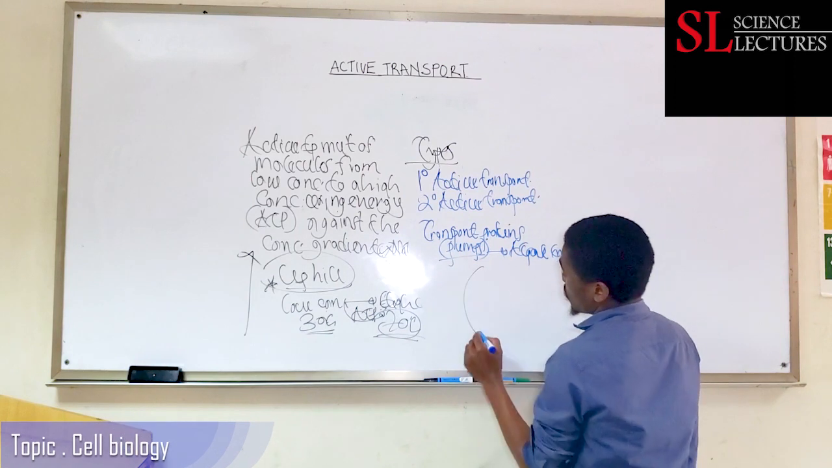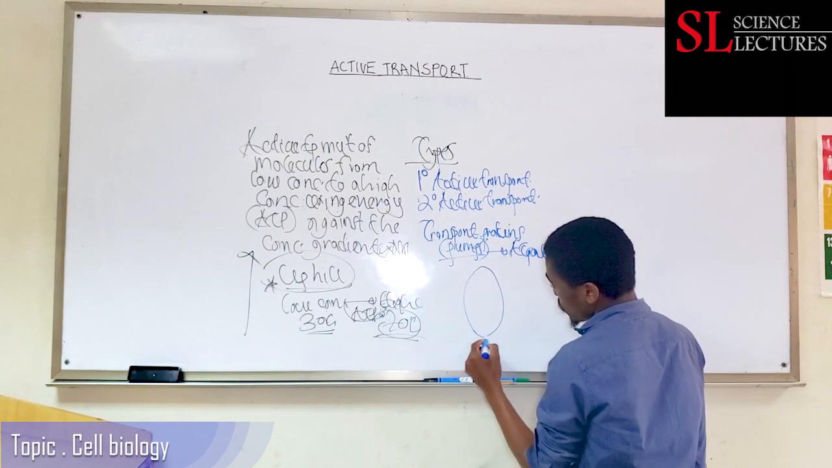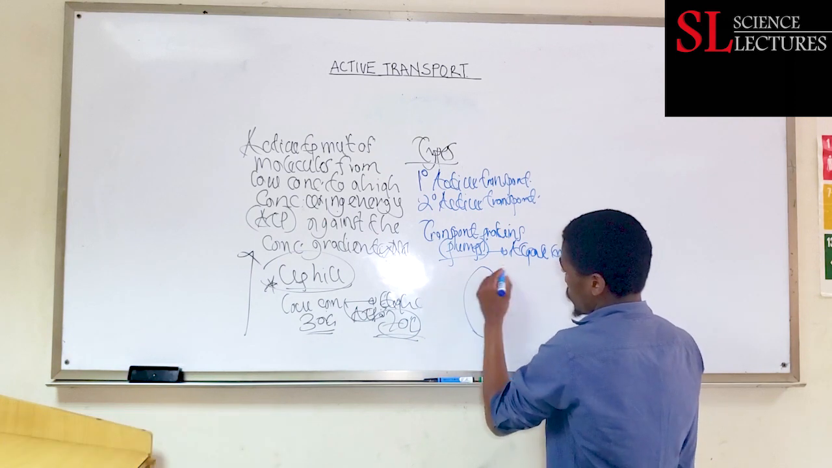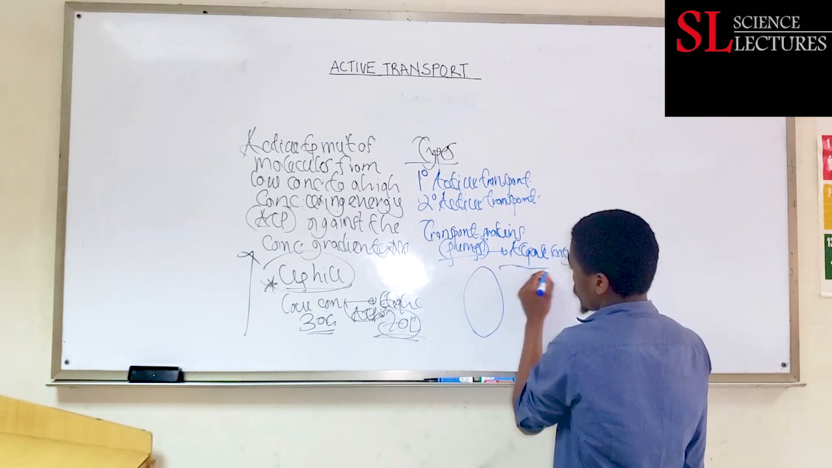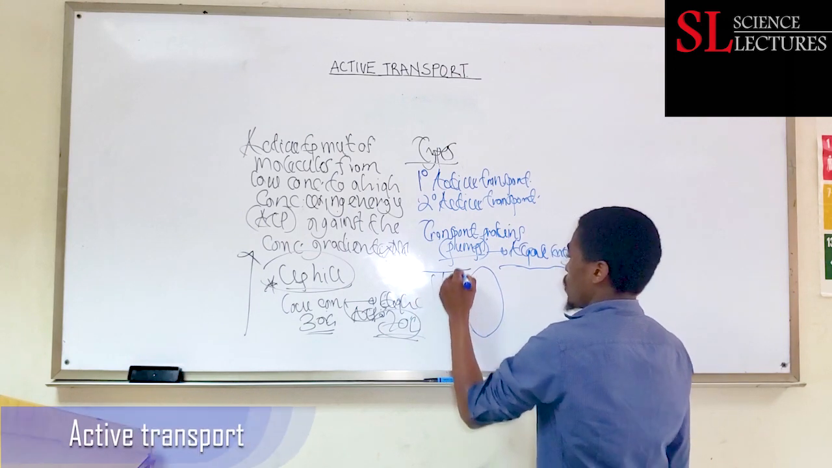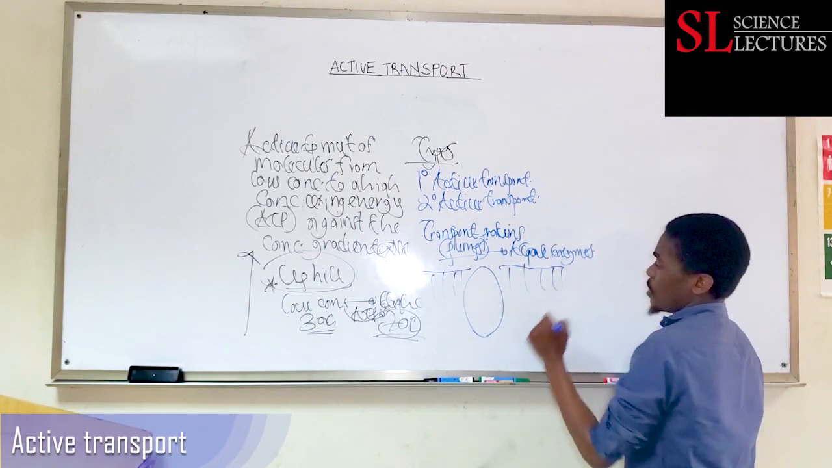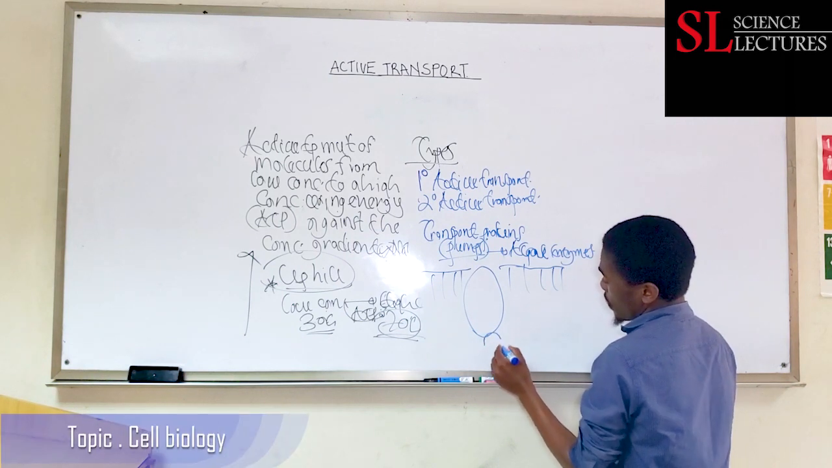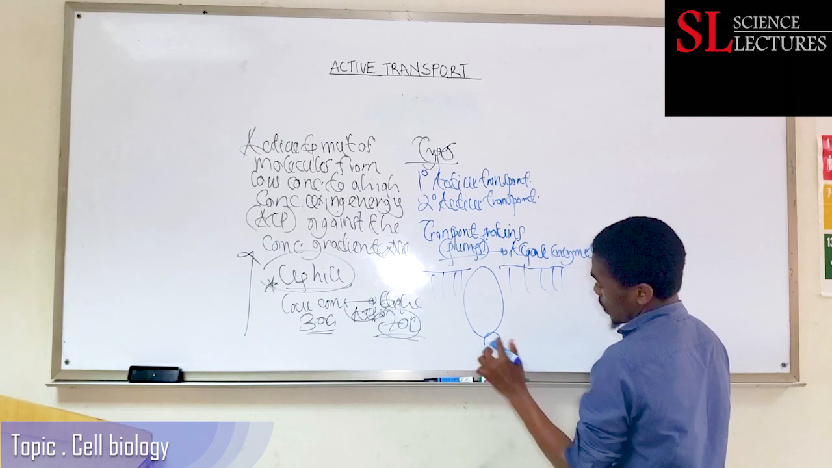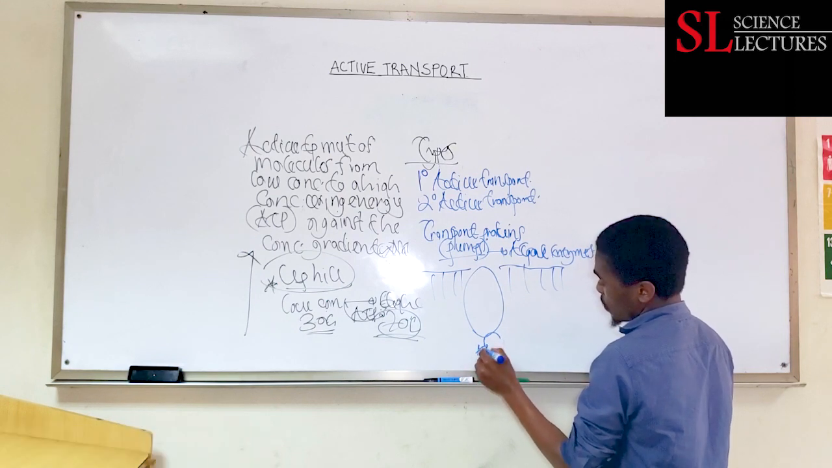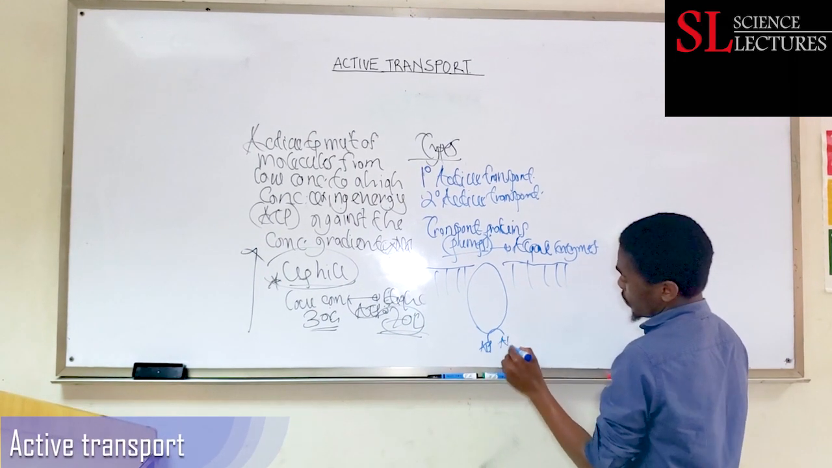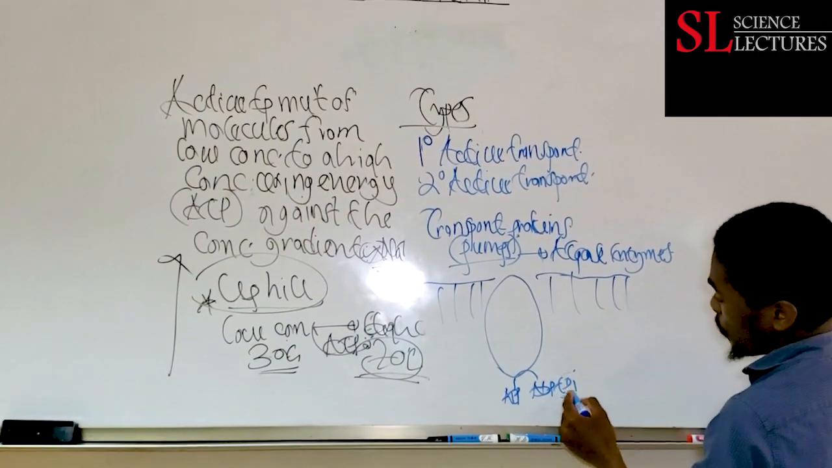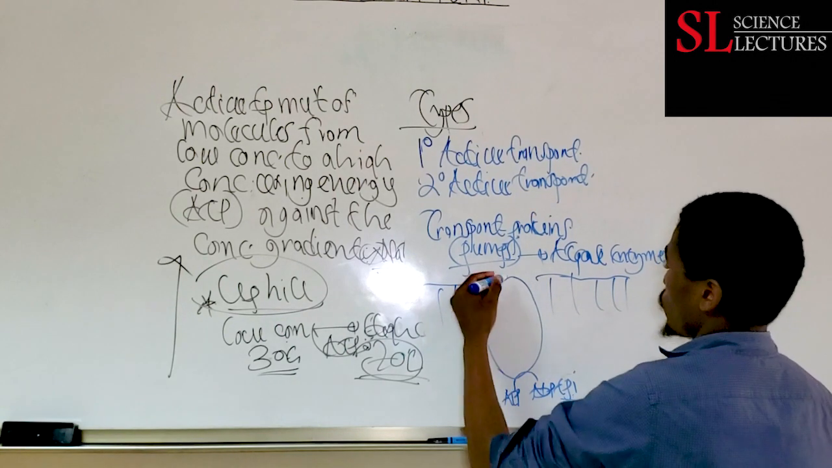So let's say this is our pump. And of course, that is the pump used for transportation. So if this is the membrane, we'll have an ATP binding site somewhere inside where ATP binds, but the ATP that binds is hydrolyzed to ADP and Pi, a phosphate. This phosphate provides energy that aids in transportation of the molecule.